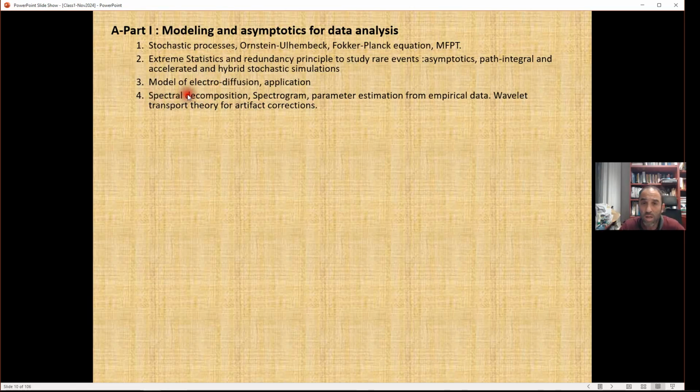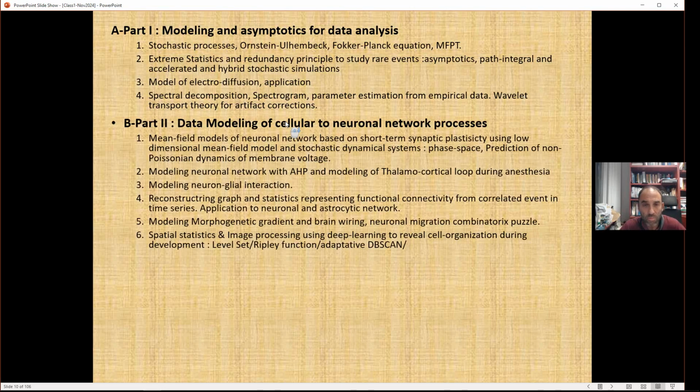Then I want to spend a little time on spectral decomposition. What is a time-frequency analysis? How do you estimate parameters from empirical data? We'll discuss a little bit of wavelet theory, especially for transporting coefficients, which is important for artifact corrections. So this is part one of the class. This will occupy about 1 month.